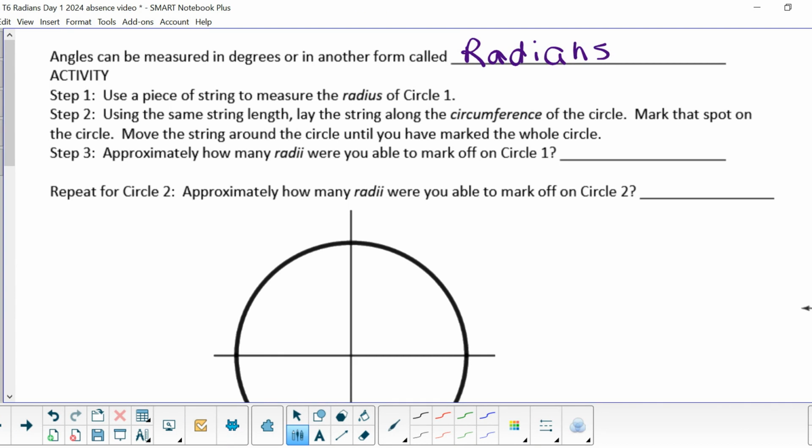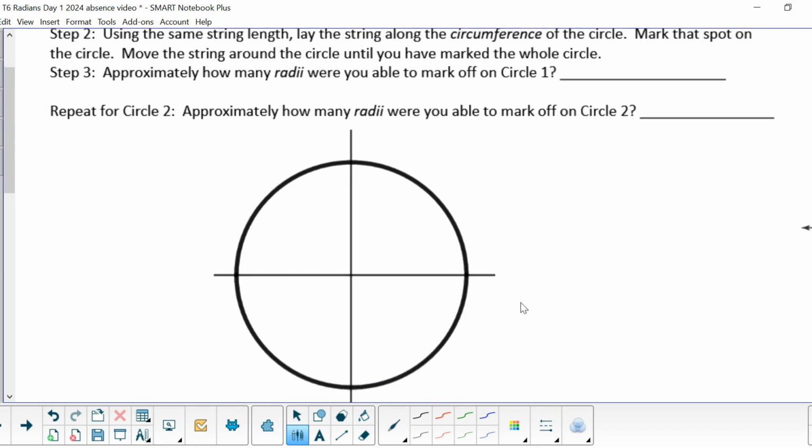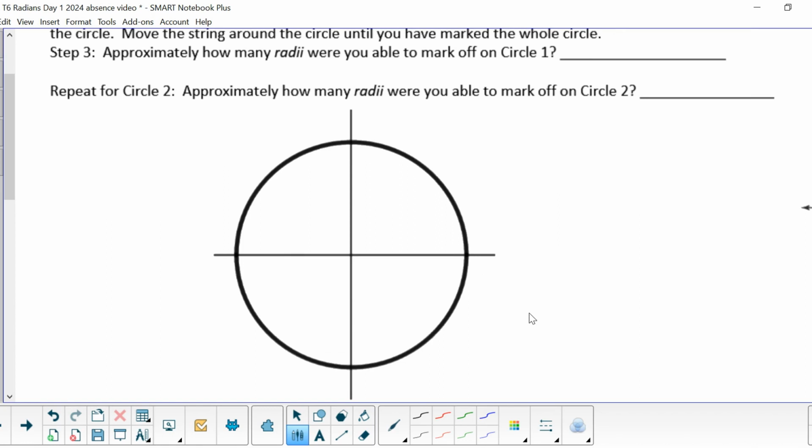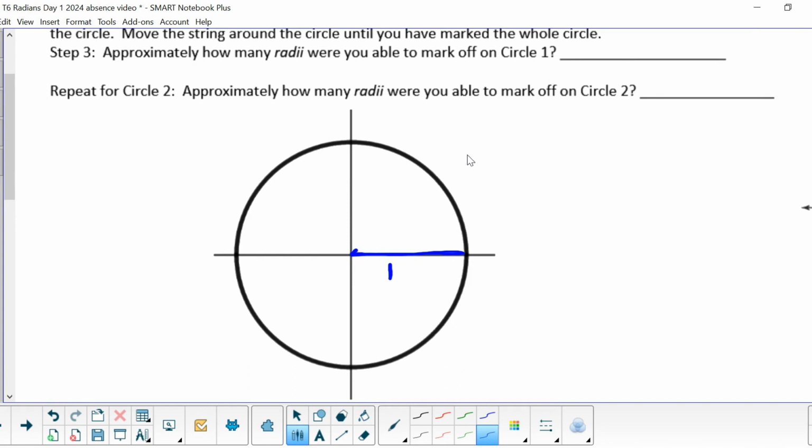Okay, so the first thing that you would have done is you would have measured just a circle. And we're only going to work with the circle on the left, so I cut out the other side. So you would have used a piece of string. I'm going to pretend like I have a piece of string here to measure the radius of the circle. So this would be the radius of the circle, and we're just going to call it 1, like 1 radius, like the unit circle, right? Then you would have picked up that string and used it to mark off what is called a radian measure on the circle.